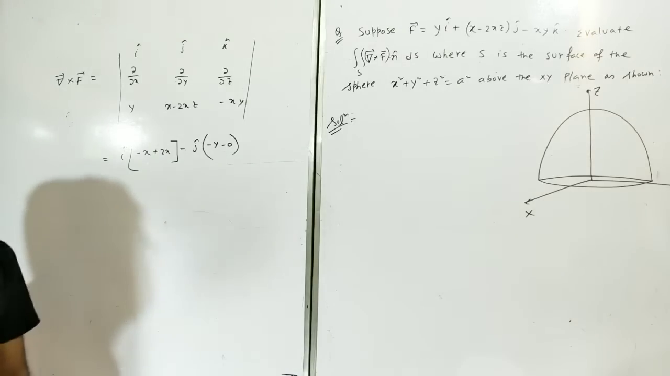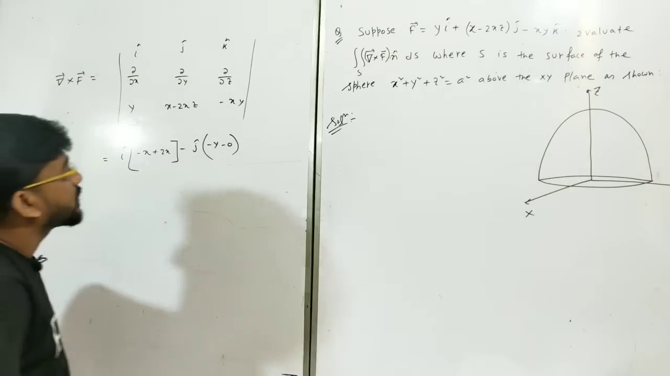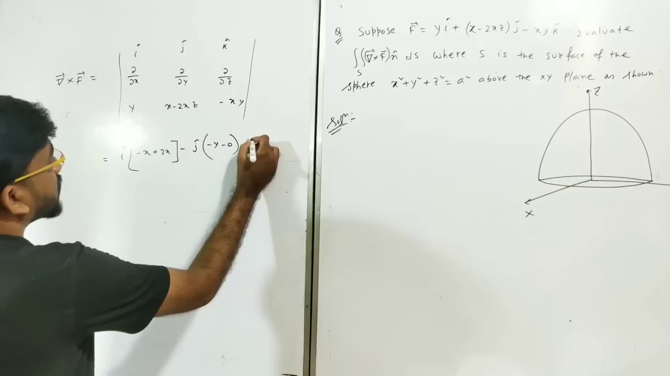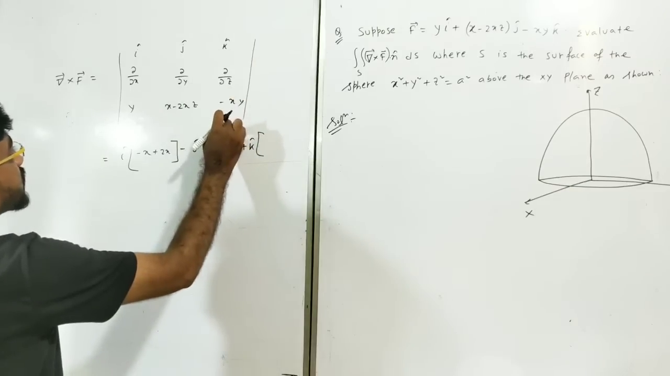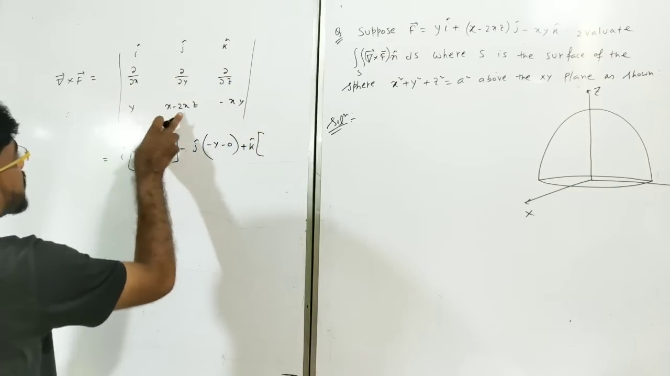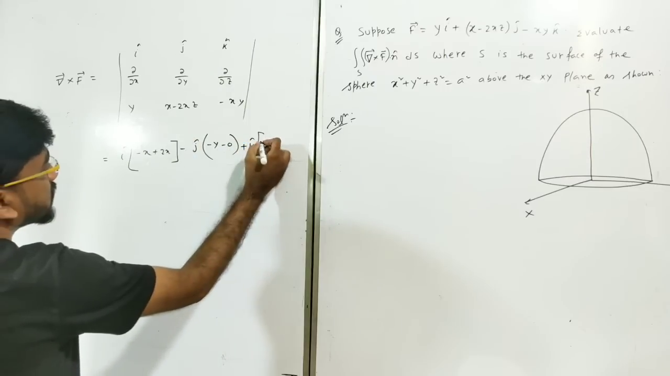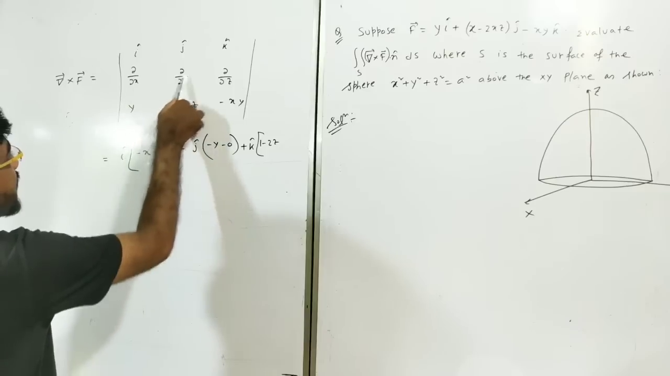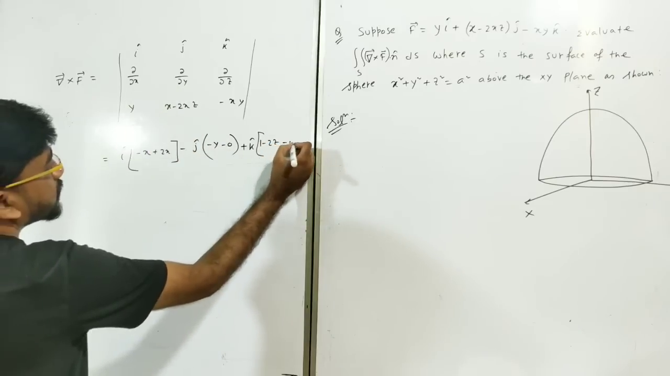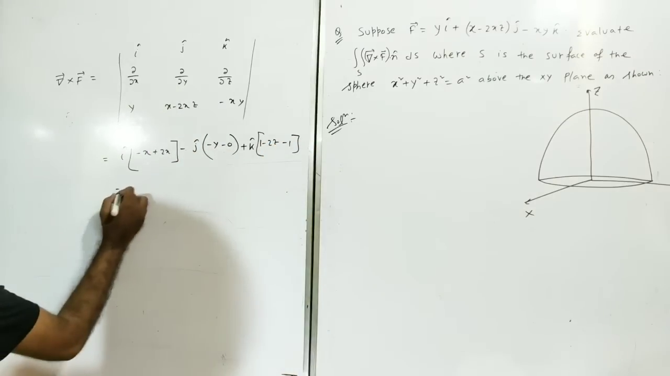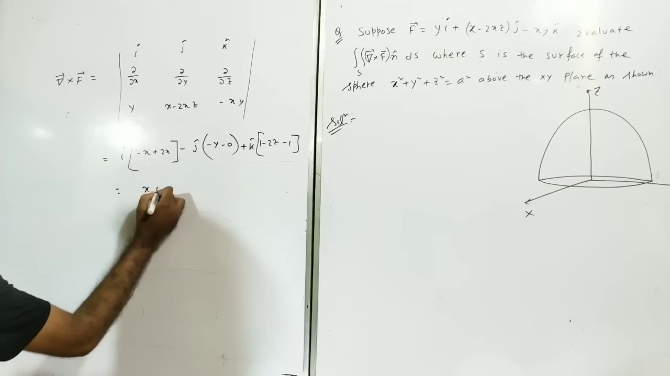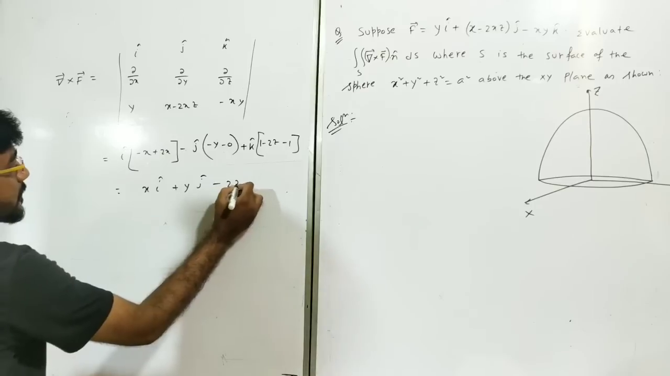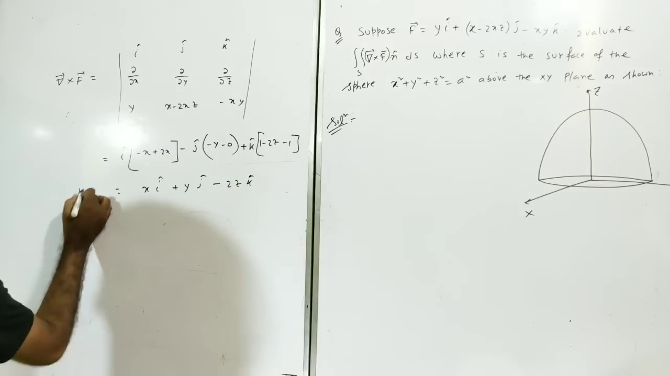What will be the last part, the coefficient of k cap? It will be k cap into, if you ignore this column and this row, del x of this, that will be 1 minus 2z, and del x and del y of this is 1, so it will be minus 1. So it will be 2x minus x, that is x i cap plus y j cap minus 2z k cap. So this is our curl F.